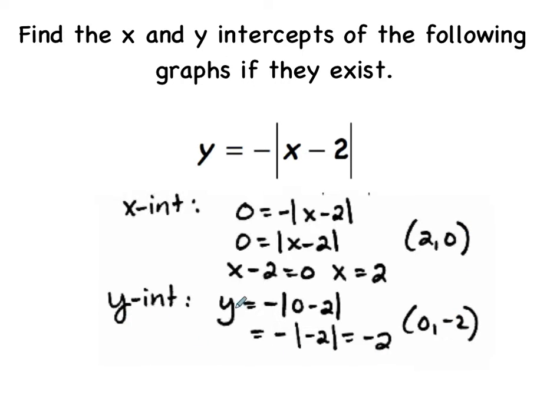My y-intercept I find by making x 0. So I put 0 in for x, and I solve for y. And I find that y is equal to -2. Therefore, my y-intercept is 0, -2.